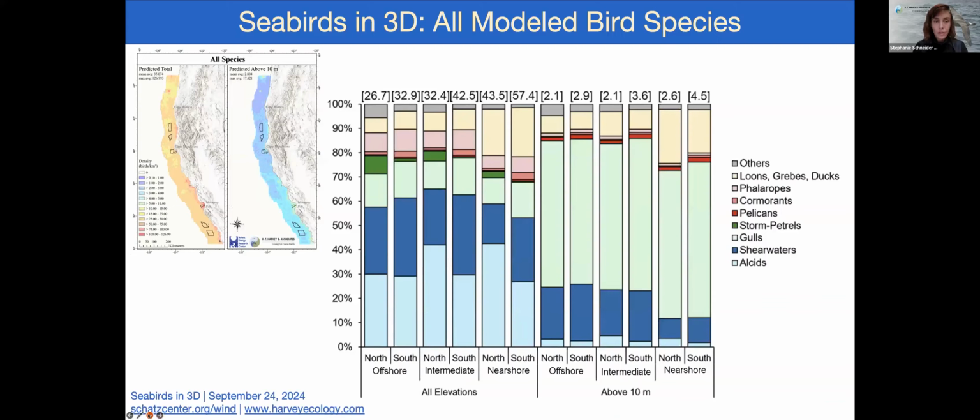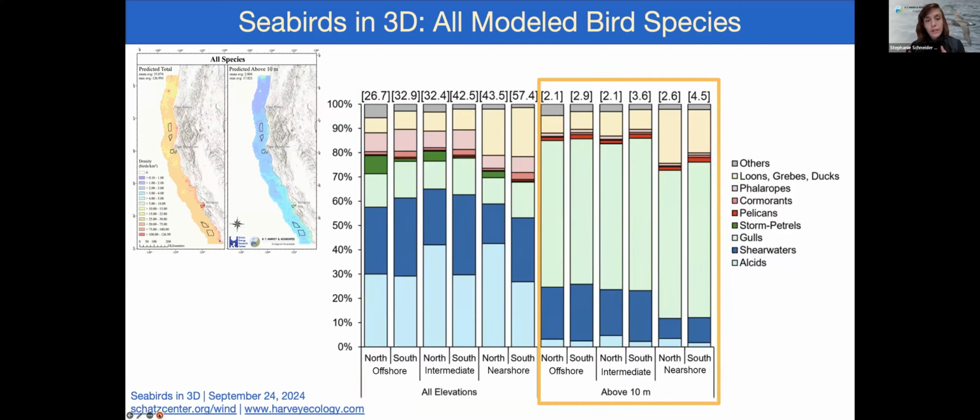Another way of looking at the community, not just density, is compositionally. This is kind of a complicated graphic, so next slide, please. If we just focus on this portion of it, that's the overall community, and you can just glance and see it's 70% alcids, shearwaters, and gulls, and then the remainder is other. Next slide, please.